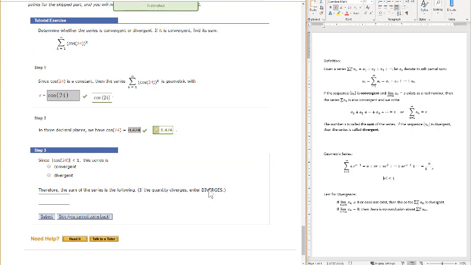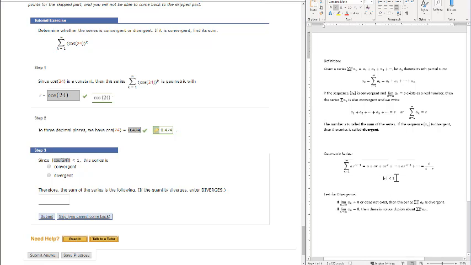So now that we have the cosine, 0.424 is less than 1. It's less than 1, so this is going to converge. And now that it converges, we have to find its sum.